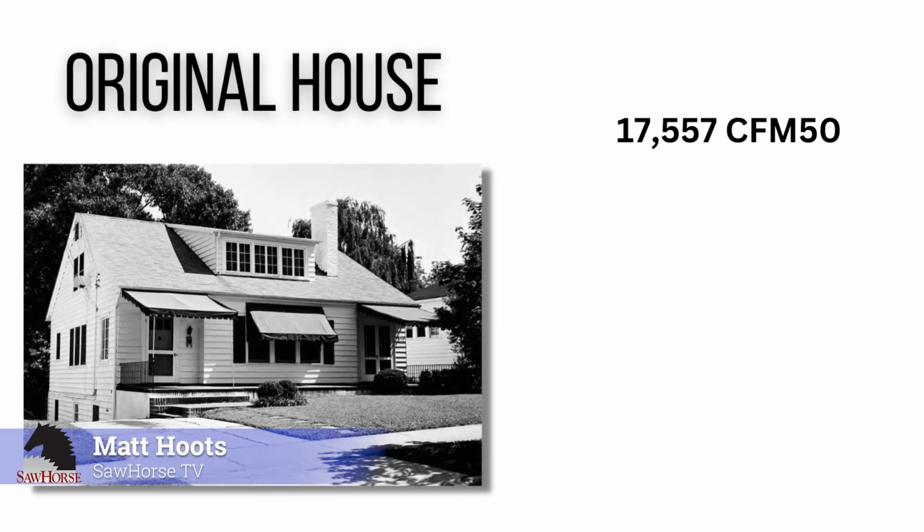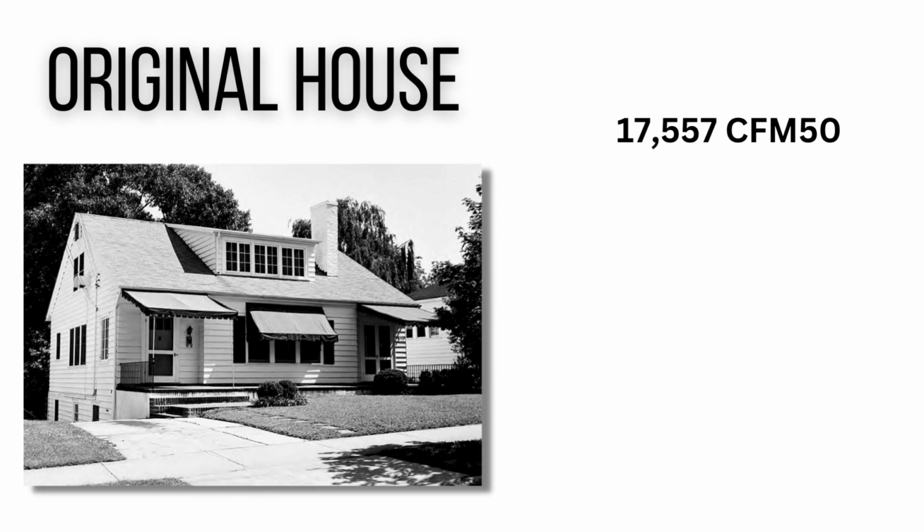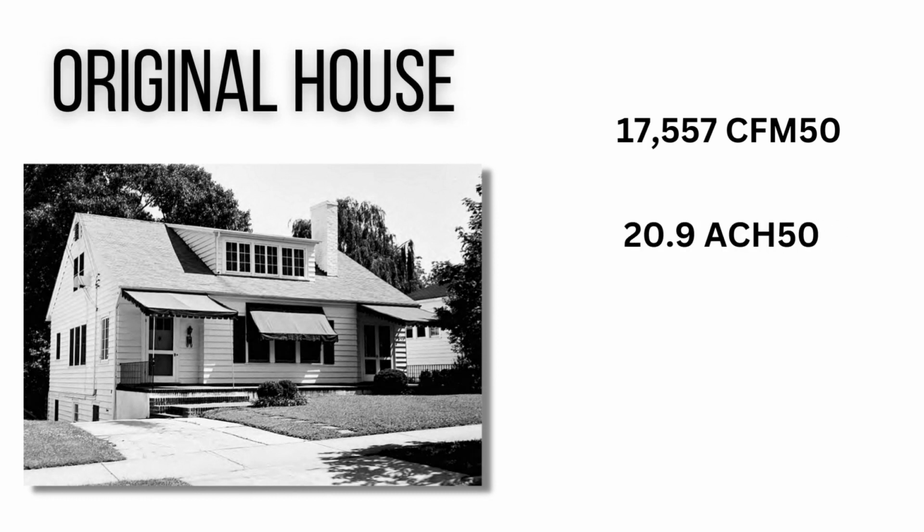So before we started on this house, we did an initial test with the blower door, and we got a very, very, very high rating, which means that the house is very leaky. So we had 17,557 cubic feet per minute at 50 Pascal, which is equivalent of 20.9 ACH 50. And what that means is if a 20 mile per hour wind is blowing across this old house, then you're going to have almost 21 air exchanges per hour. That's how leaky it is.